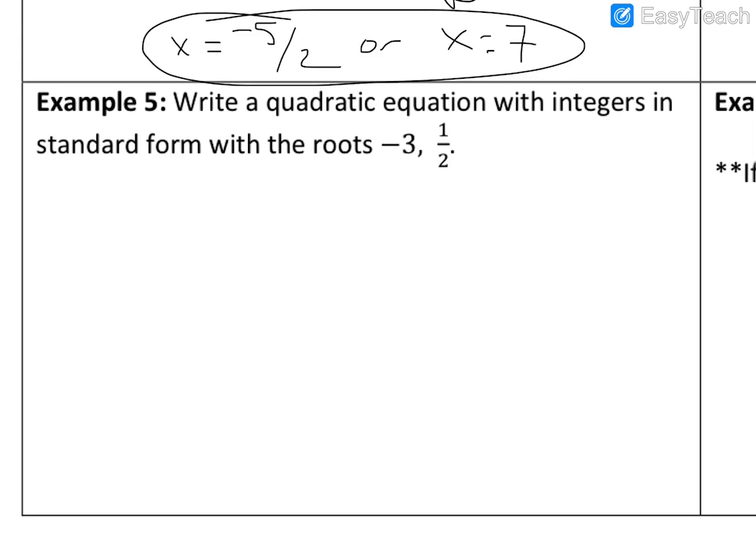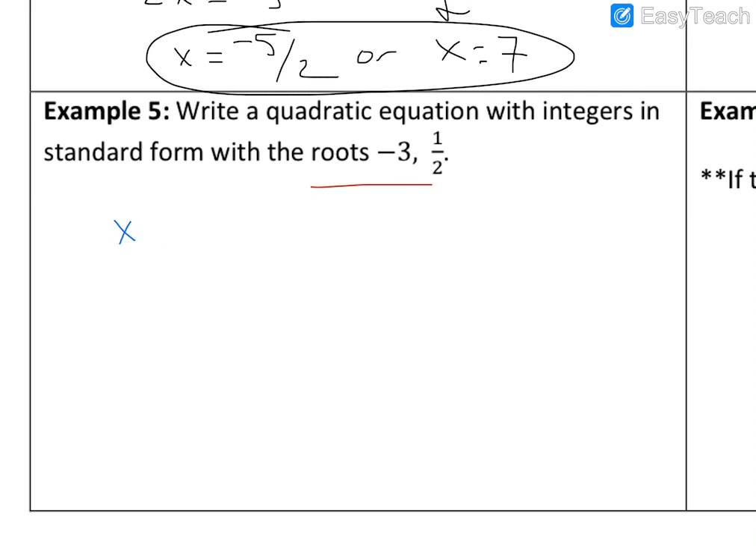The next one is writing a quadratic equation with these roots as your solutions. So the easiest way to do this is to first write it in factored form. Or write it out as your solutions first. So we do know that x equals 3. Negative 3. Or we know that x equals 1/2. Now when we write this, it says integers, so no fractions are allowed.